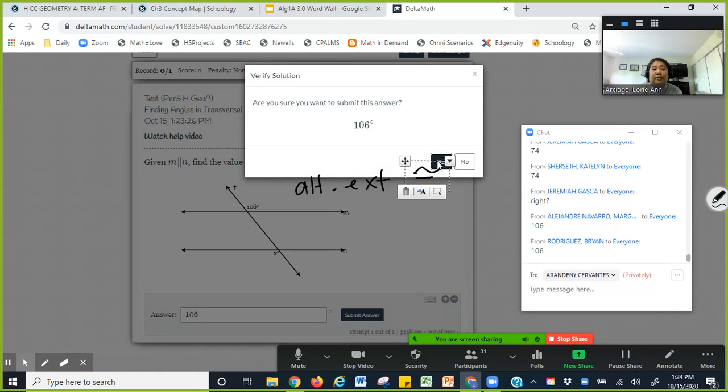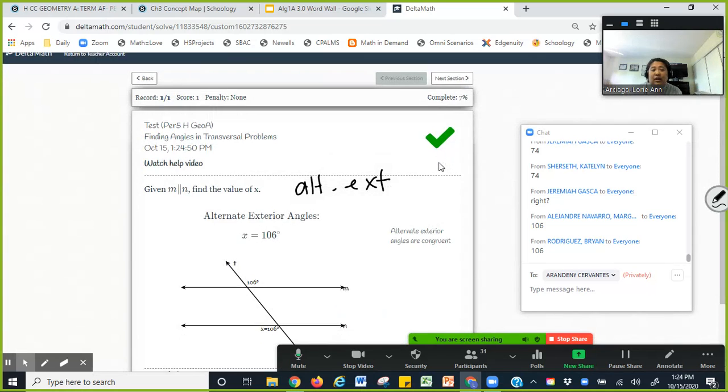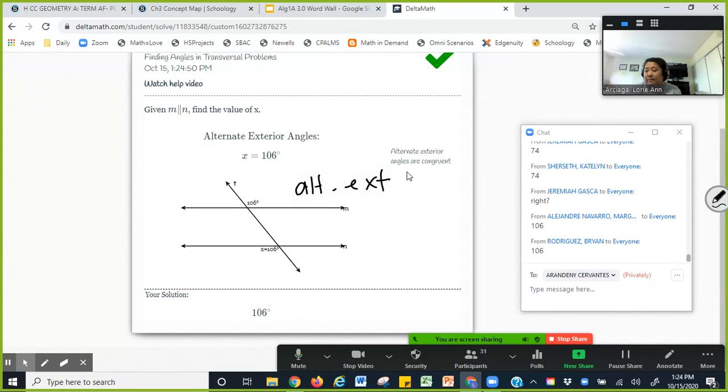It should be right. Oh my god, of course it will. Okay, clear. All right, yes. There you go. All right. Alternate exterior angles are congruent. Did we all get that?